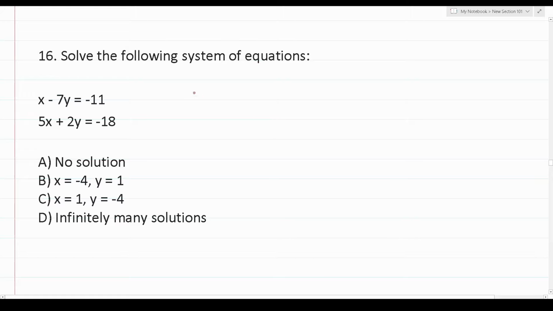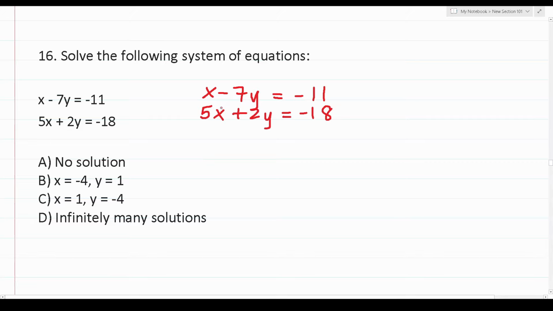Before I discuss that method though, I just want to copy this system of equations off to the side as if it was on my own scratch paper. So this is going to be x minus 7y equals negative 11. And our second equation in this system is 5x plus 2y equals negative 18. The elimination method says this: take one of your equations or both of your equations, multiply it by a constant such that when you add the equations together, one of the letter variables is eliminated.